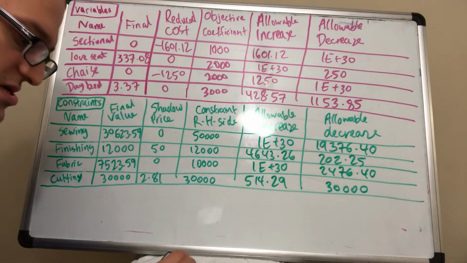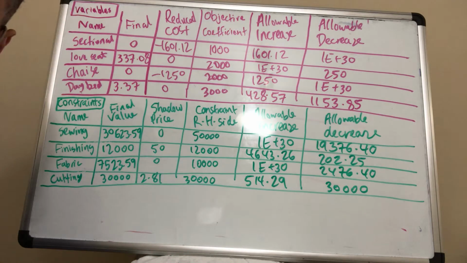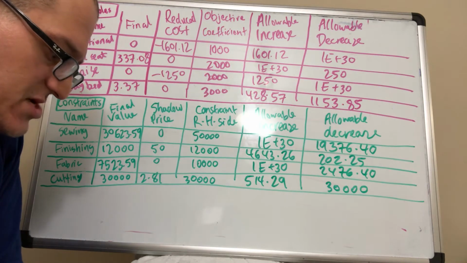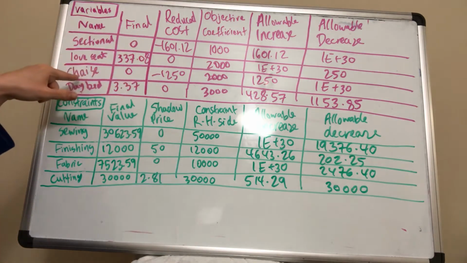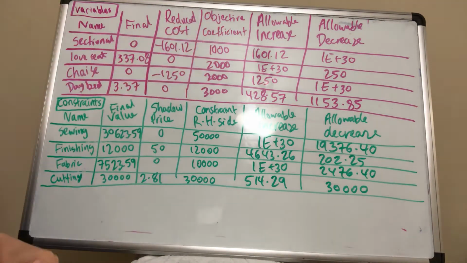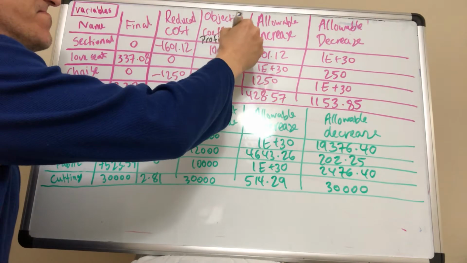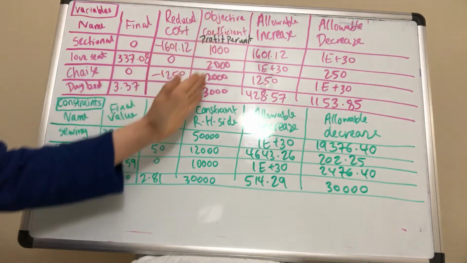Now, when you see a question like this in the exam or anywhere, first thing you need to know is, is this a profit question? Is it a revenue question, cost question? If you read the question, you'll see that they're trying to maximize profit. So once you know that this is a profit question, in the variable section, objective coefficient would be profit. So if it's a profit question, then your objective would be profit per unit.